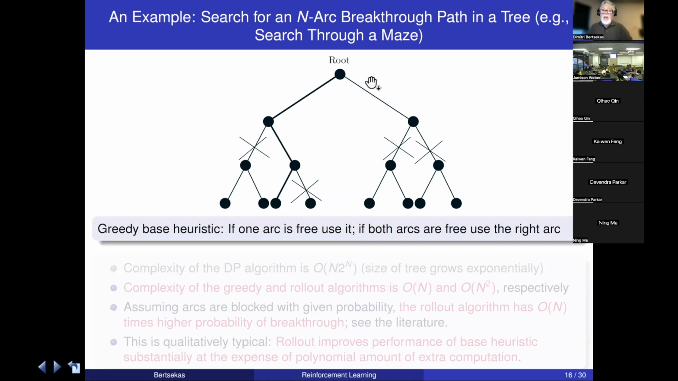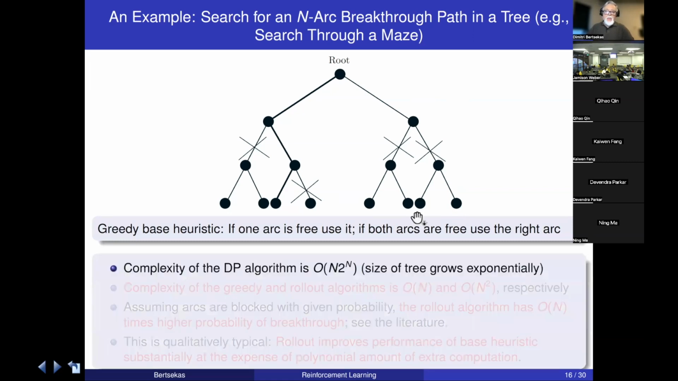Dynamic programming, on the other hand, a full-fledged dynamic programming algorithm that starts from the leaves and goes backwards towards the root, assigning cost of 0 to a free arc and cost of 1 to a blocked arc, will find a free path if one exists. However, the complexity of this dynamic programming algorithm is exponential because the number of leaves here at the last stage is 2 to the n, okay? And there are n steps to go through, so that's the complexity of the algorithm.